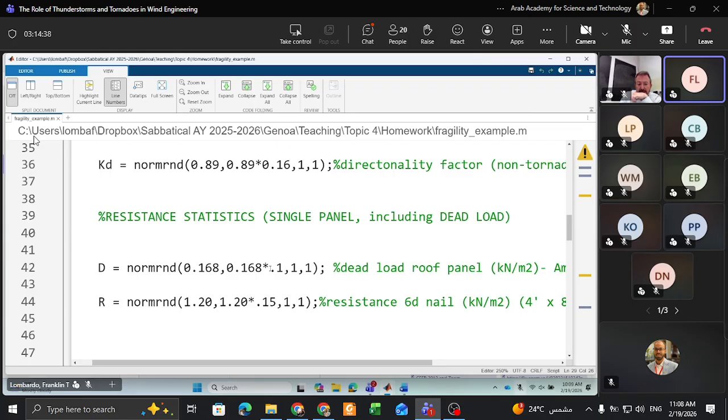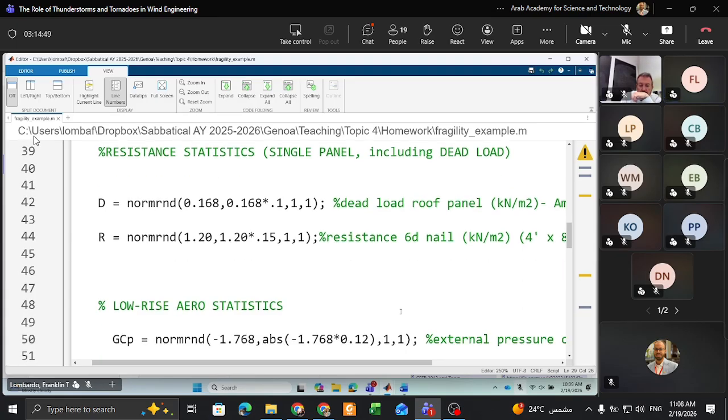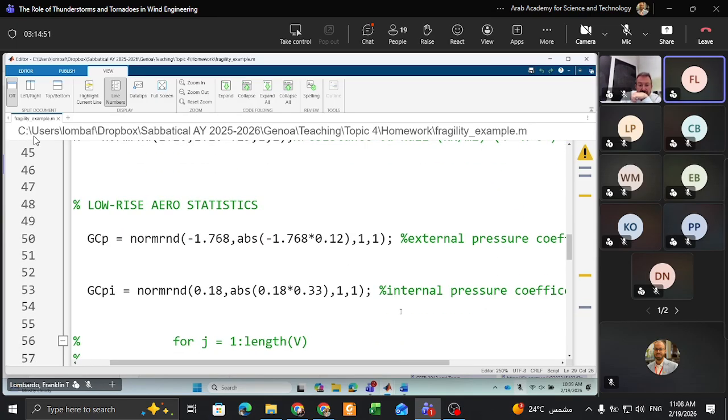You have the resistance statistics, which is the dead load, so basically the weight of the panel that's holding it down, plus the resistance of the nail. Then you have some of the aerodynamics, which is GCP and GCPI, which are also given in the tables.